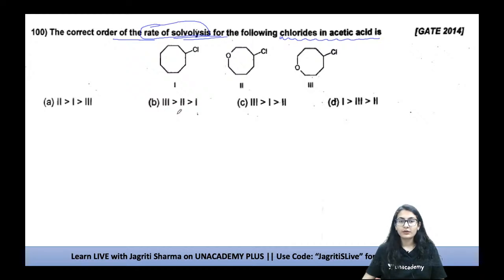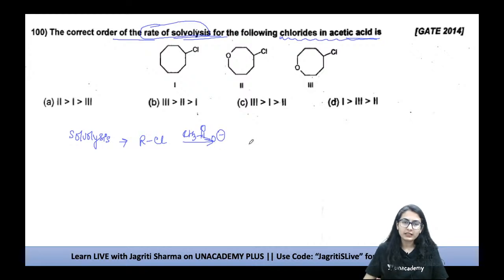Alright, so what do you say guys? So the correct rate of solvolysis is going to be like this. Now basically guys, solvolysis is just the reaction of the alkyl halide with the solvent. Let's say the following chloride in acetic acid. Now if the acetic acid is the solvent, then definitely there is O minus which is going to attack the alkyl group, and there is going to be inversion, and this is what you are going to get.